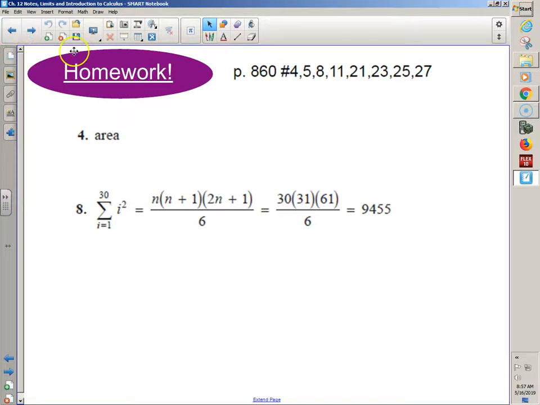All right, the two evens from yesterday. Number 4 was a vocab area. And number 8 was actually kind of basic. You were using that formula that I think is still on the board. Is it still up there? Yeah, i squared, n times n plus 1 times 2n plus 1 over 6, but n equals 30. Robbie, we good? So then you plug in 30. There you go. One of your big questions for tomorrow should be, can we use our calculator? And the answer is yes.